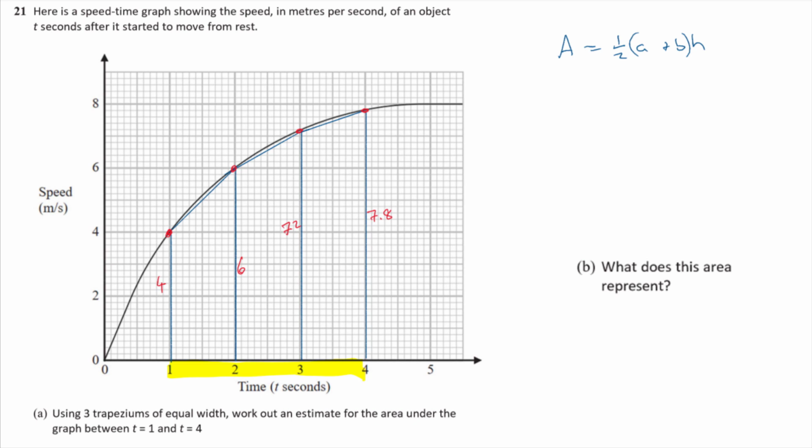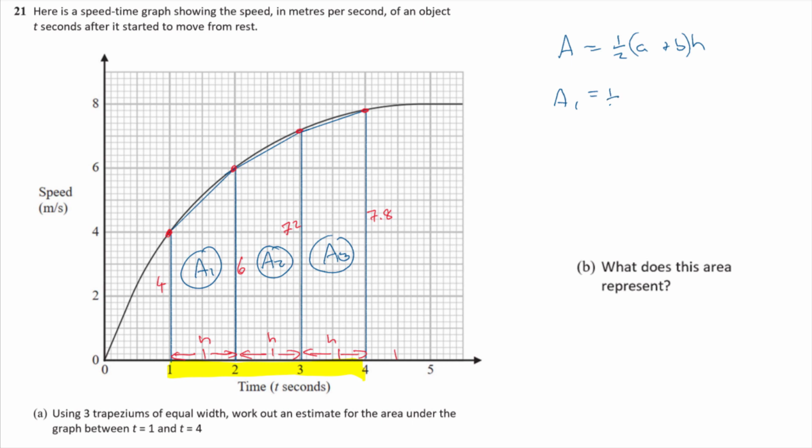Now for each of these, h is 1, isn't it? 1, 1, 1, 1. That's h because they're lying on their sides. So each one of these has a height of 1. So we know h for all of these is the same. So we're just going to find 3 areas. Let's do area 1, area 2, area 3, and then we're going to add those areas together.